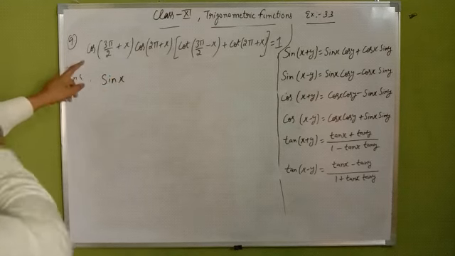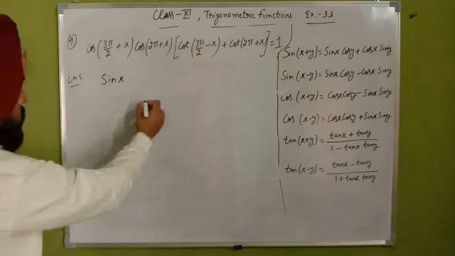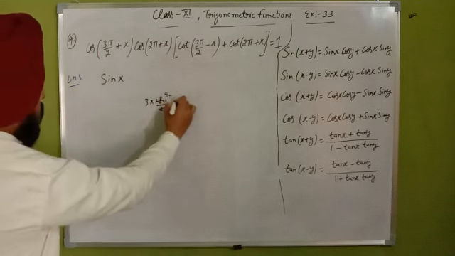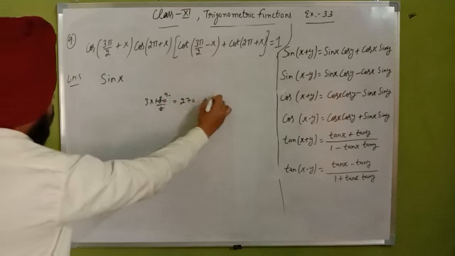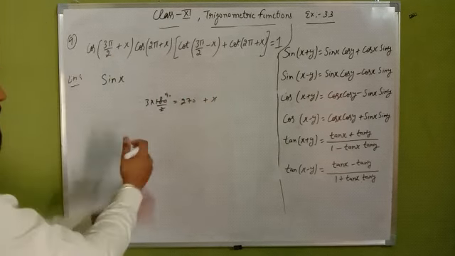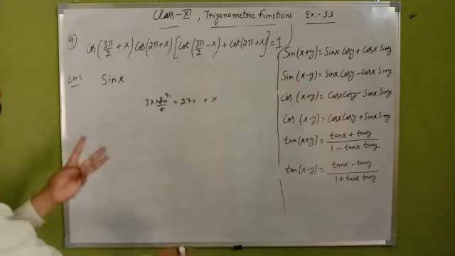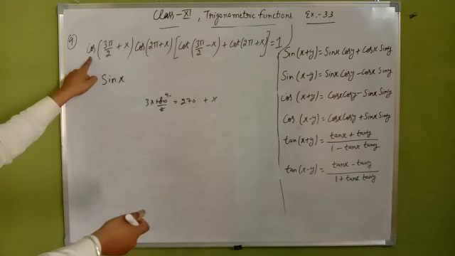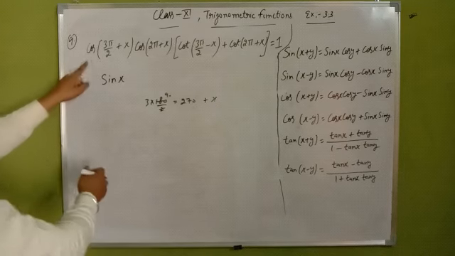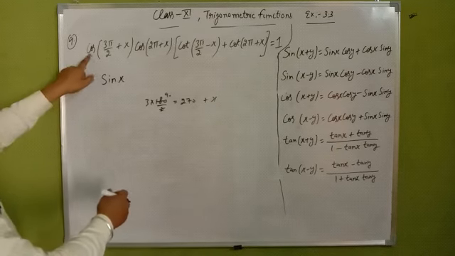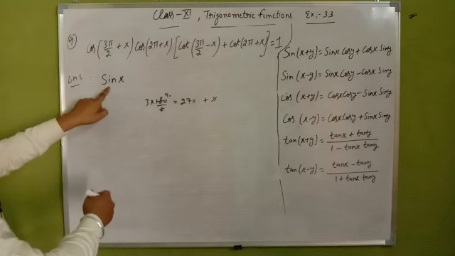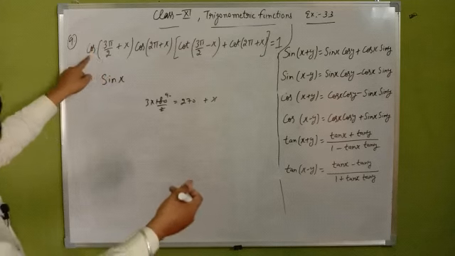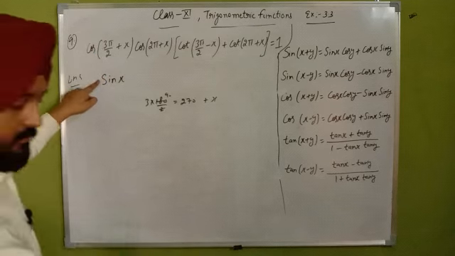Now check which quadrant it is in. 3 pi by 2, 3 into 180 upon 2, that gives you 270 degree, plus x. 270 plus means which quadrant? Fourth quadrant. In the fourth quadrant is cos positive or negative? Yes, cos is always positive in the fourth quadrant. Concentrate on that trigonometric function, not on the other one. You have to check whether cos is positive in the fourth quadrant or not. Cos is positive, so sin x will be there.